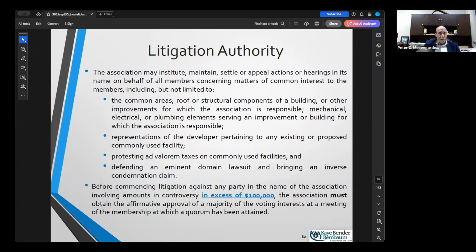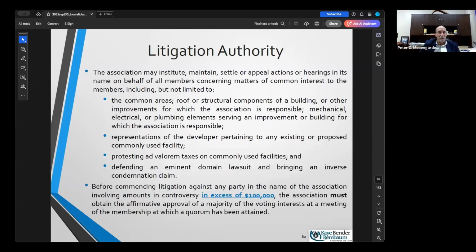What about suing, bringing lawsuits, or bringing legal action? Well, the association may, in other words, is entitled to institute, maintain, settle, or appeal actions or hearings in its name on behalf of all members concerning matters of common interest to the members, including but not limited to the common areas, roof, or structural components of a building or other improvements for which the association is responsible, mechanical, electrical, or plumbing elements serving an improvement or building for which the association is responsible. So you can bring an action based on those common things.